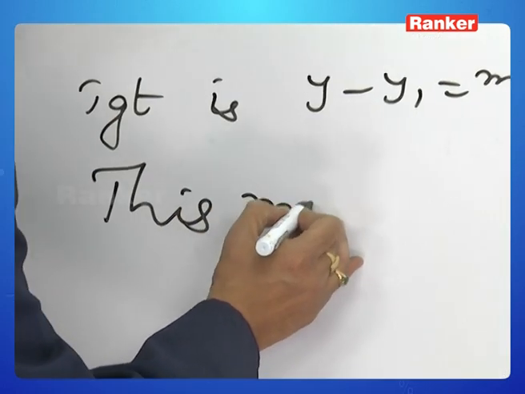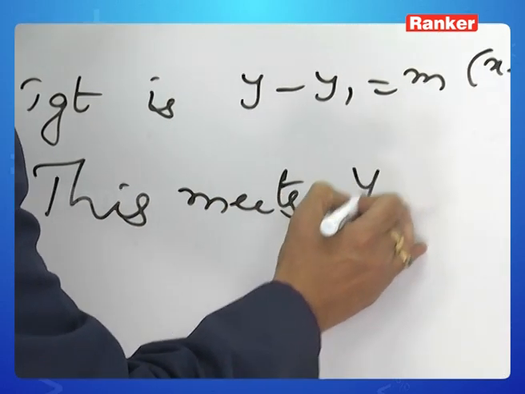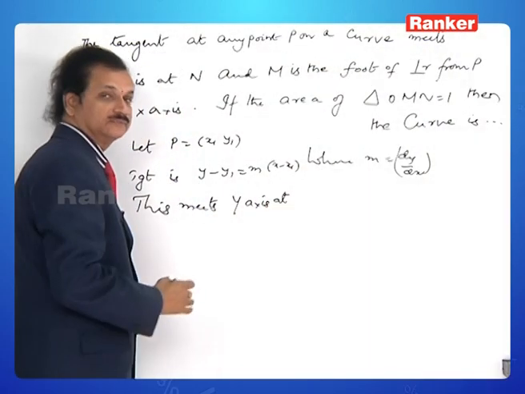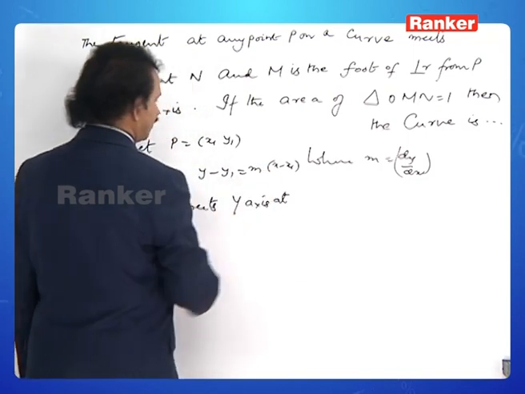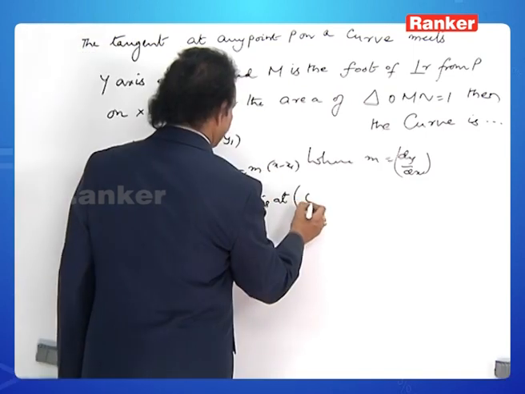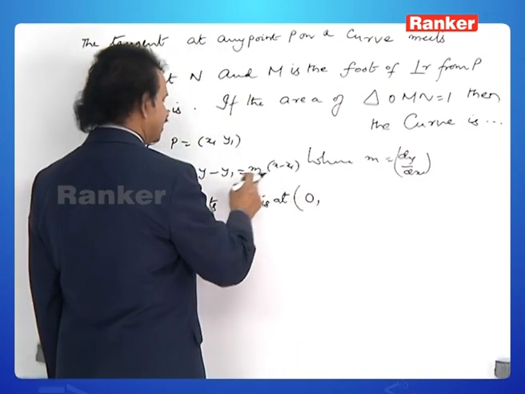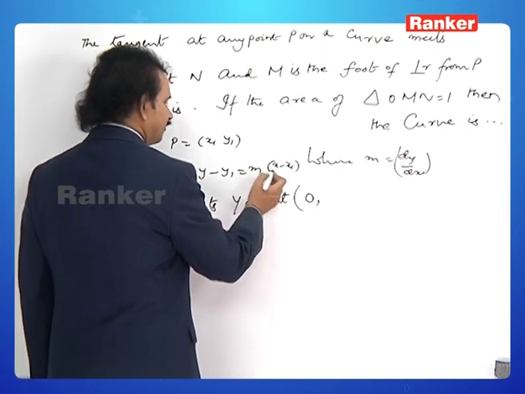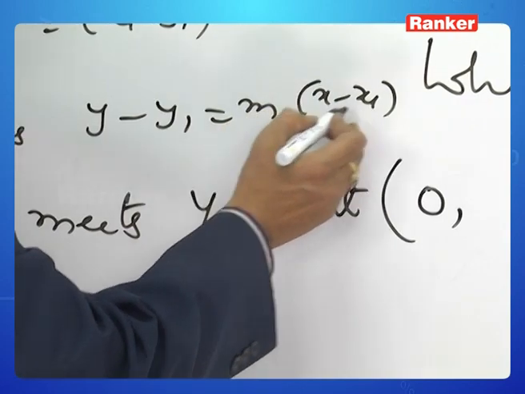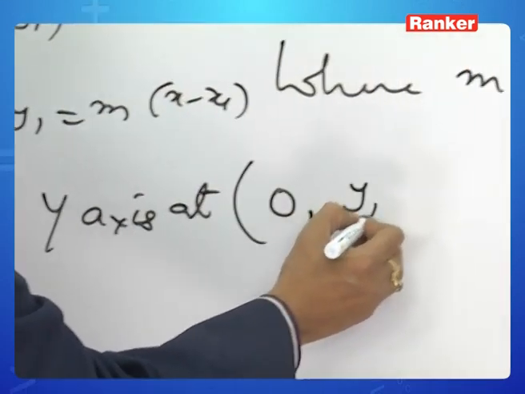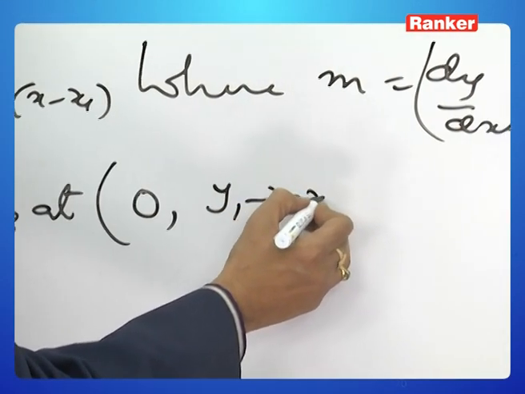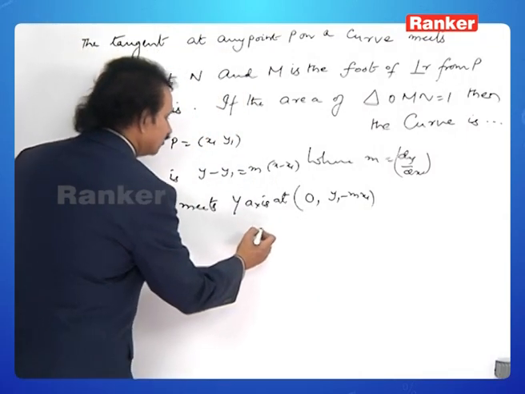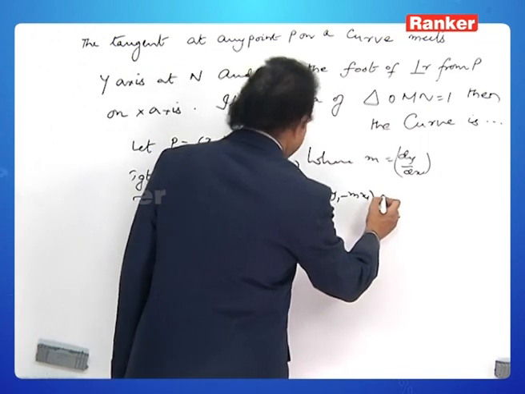This meets the y-axis at, you put x equal to 0. What is the value of y? m into 0, 0 minus m x1. So y1 minus m x1. This is N.